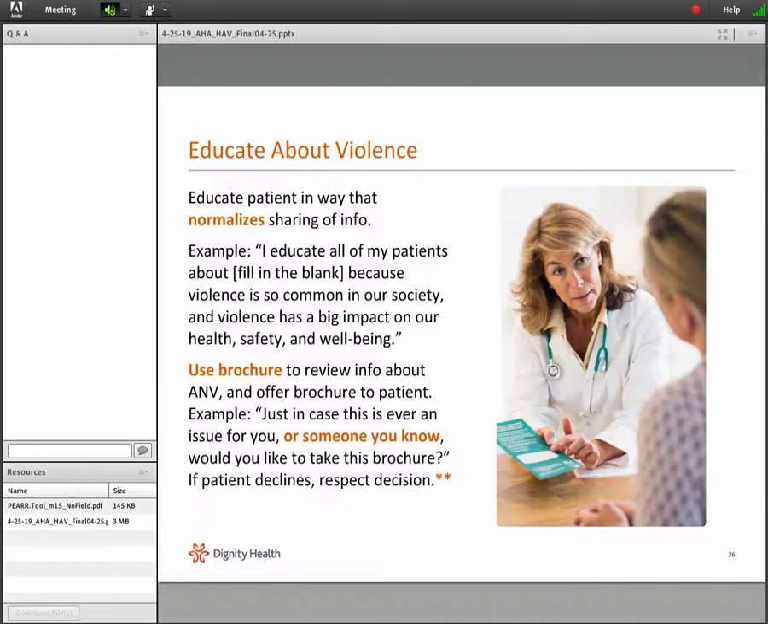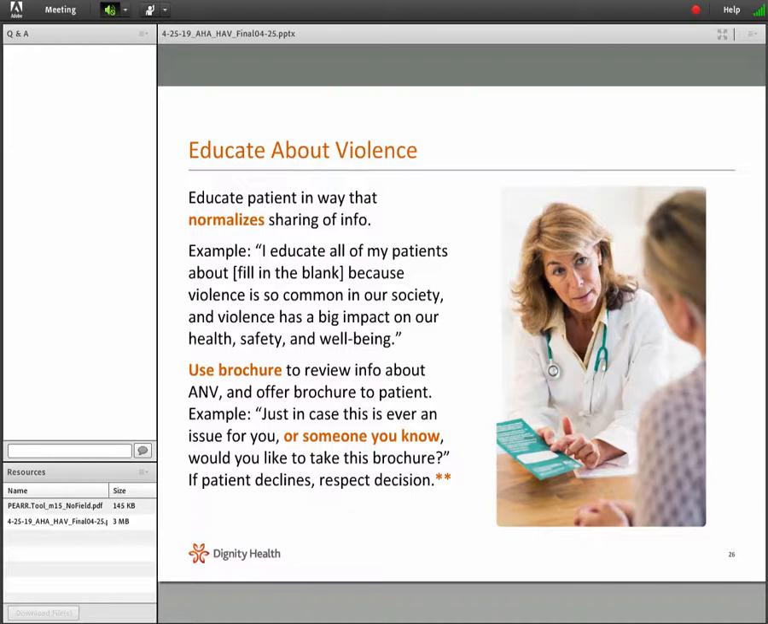So here's an example statement for educating your patient about violence. I educate all of my patients about whatever it is, say human trafficking, because violence is so common in our society and it has a big impact on our health and well-being. It's recommended to use a brochure to review information and then to offer the brochure to the patient or leave the brochure on a table near the patient. I've heard arguments against and for both approaches.